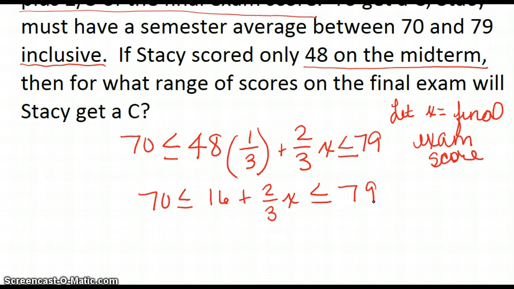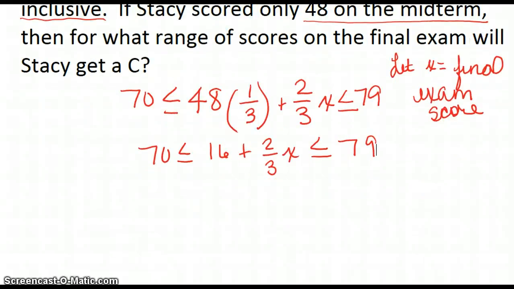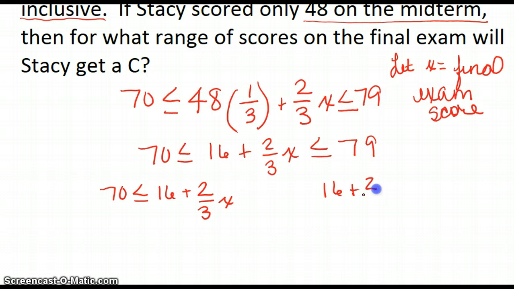So now we can do this one of two ways, and both ways will work out great. You can separate these into two separate equations. We can go ahead and do it that way. I kind of like separating them. Just depends on my mood. This way I'm going to separate them. So I have 70 is less than or equal to 16 plus 2/3 x, or 16 plus 2/3 x is less than or equal to 79.